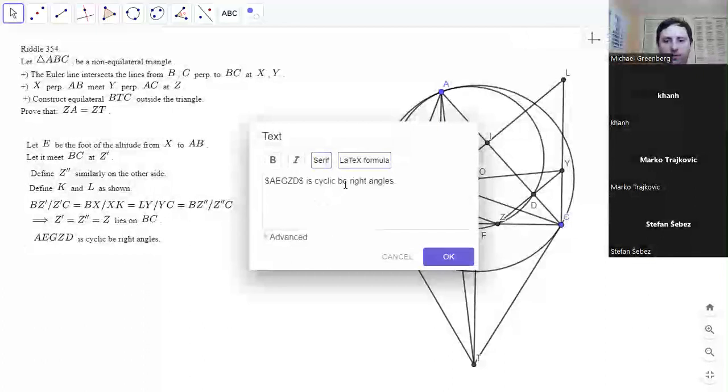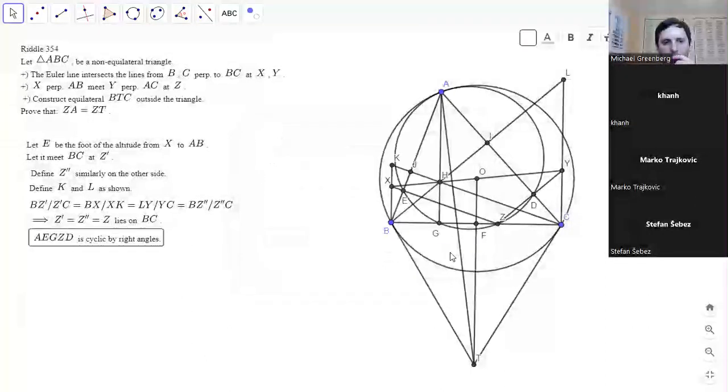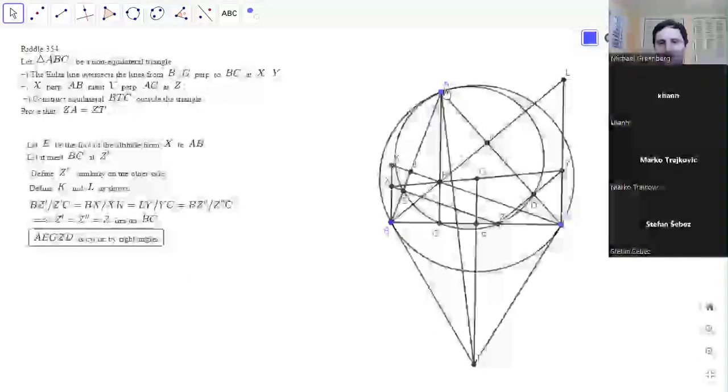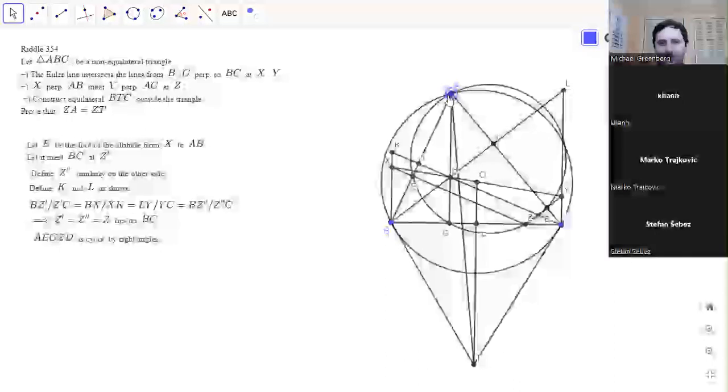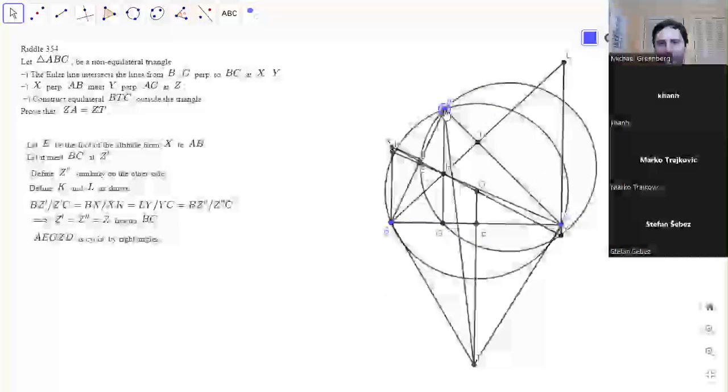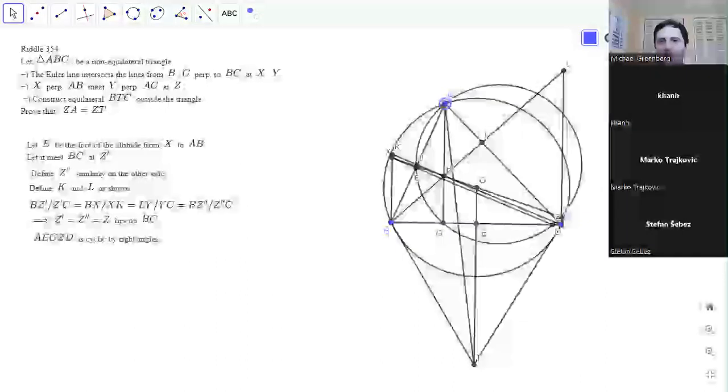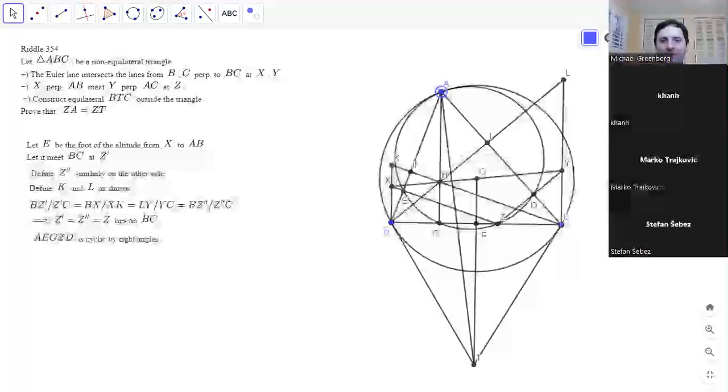Sorry, let's fix that. So AT, it looks like it's a median almost, but it's not. I just drew the picture that way. These are not necessarily tangents to the circle. We'll just have to remember that so that the diagram doesn't look so messy.